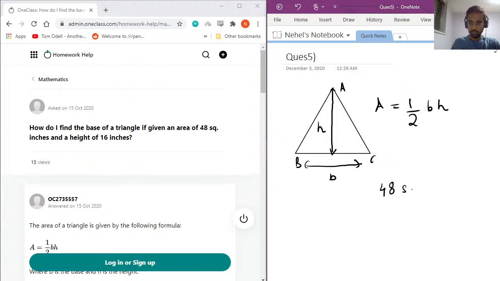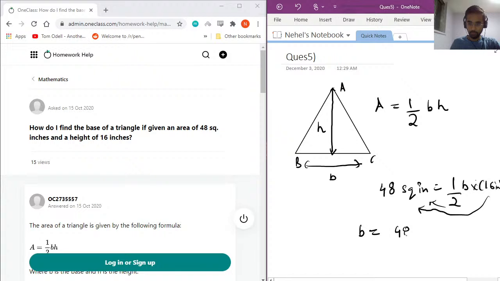So 48 square inches is equal to half times, we don't know the base, so we will leave that as b, half times b times 16 inches. So to get the answer, we can rearrange for b, which is the base in this question. So this 2 would go to the numerator, and then the 16 would come down to the denominator. So we would be left with 48 times 2 divided by 16. 16 times 3 is 48. So we will be left with 3 times 2 or 6.